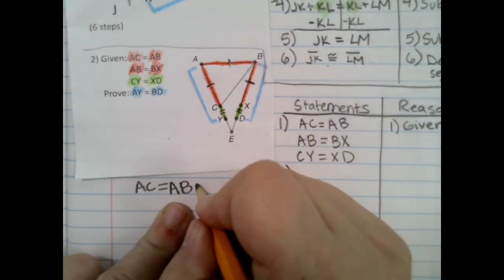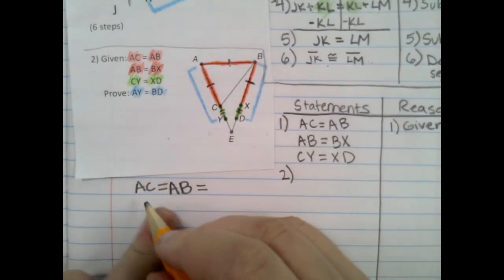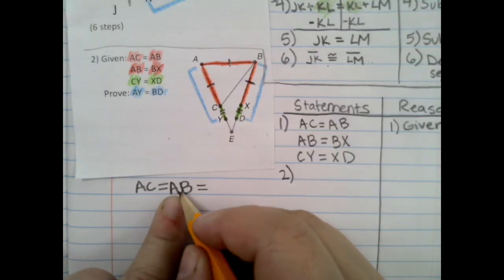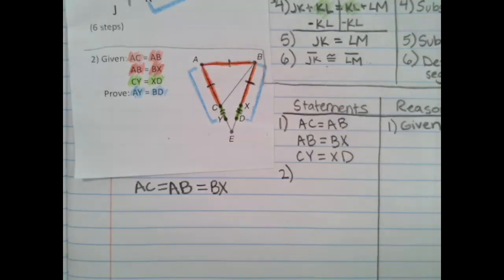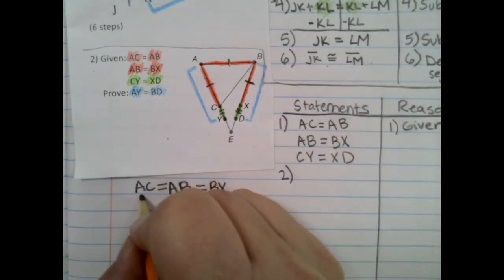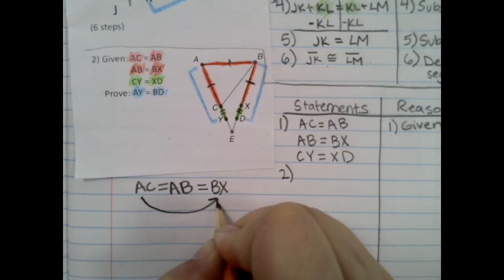So when we're doing that, this is what we can think. Technically, this is not a math sentence. This is what we're thinking. AC is the same as AB, and AB is the same as BX. So this time, there's 2 things that are the same, but we haven't said they're the same yet. Which 2 are the same that weren't part of the given? AC all the way to that BX.